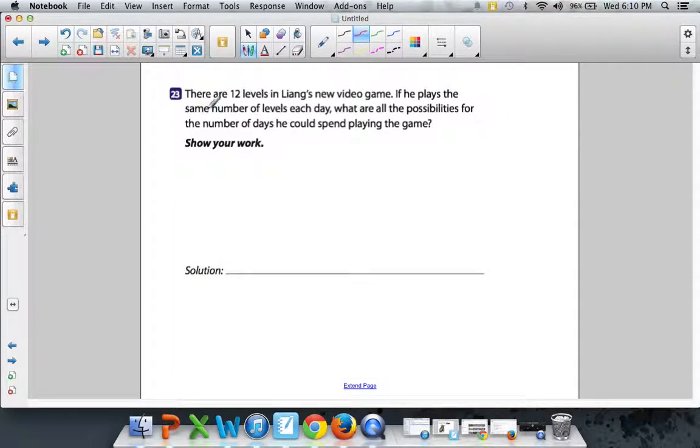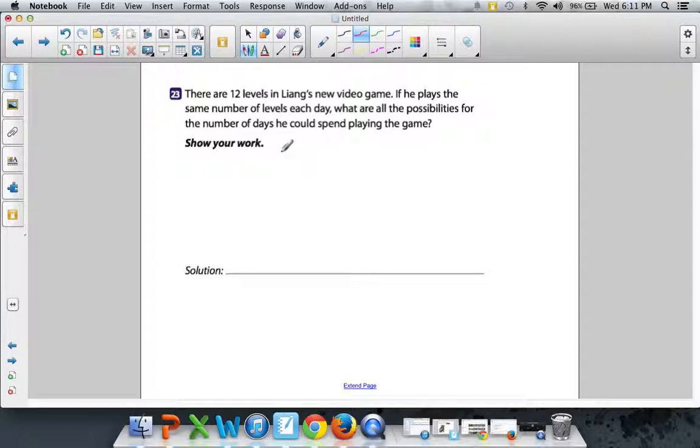Now for the problems that they don't show you right away what the answer is. There are 12 levels in Liang's new video game. If he plays the same number of levels each day, what are all the possibilities for the number of days he could spend playing the game? Wow, these questions, they're so abstract. They're so tricky. But they want you to find all the different factor pairs.